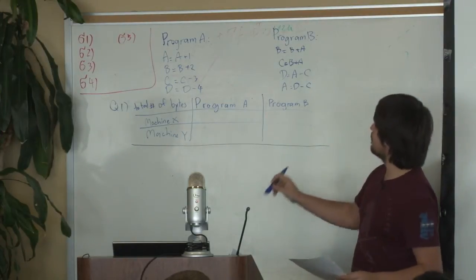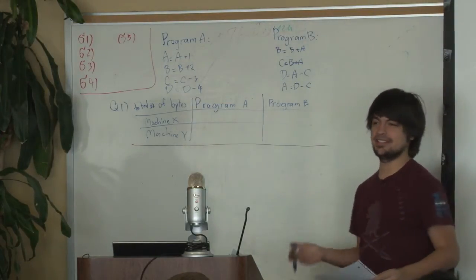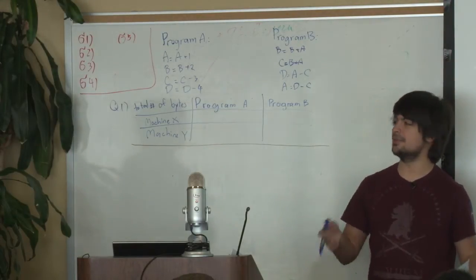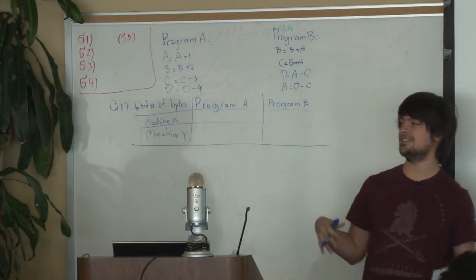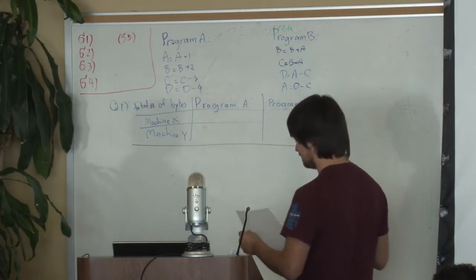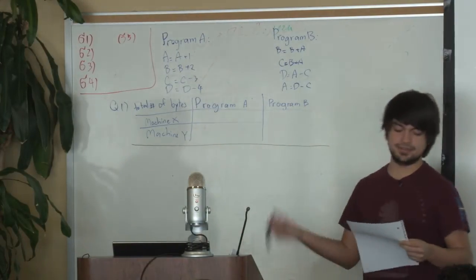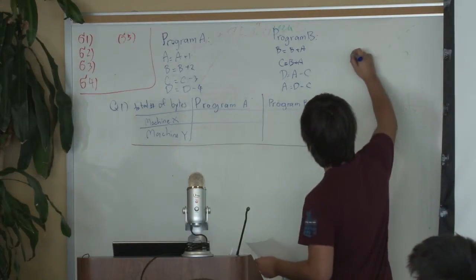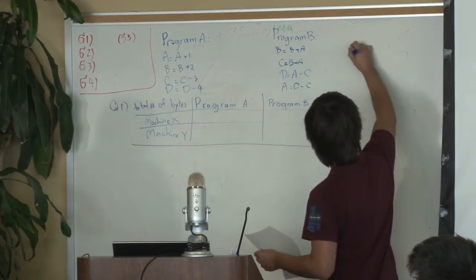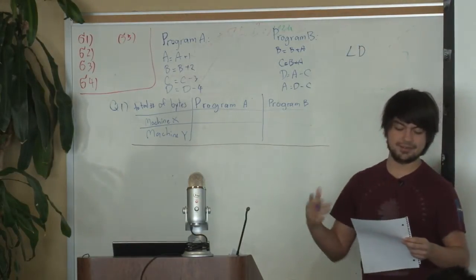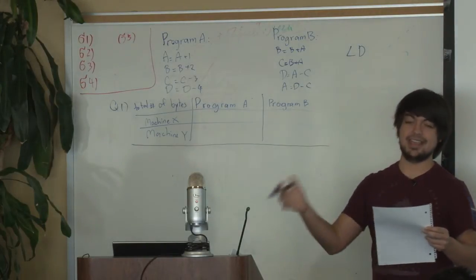So for machine Y and program B, we're told that it's a load store machine. So that means that we're going to be operating on registers. And before we can do that, we have to put the data into the registers, right? If we take a look at the program, it's B equals B plus A. So first we have to load B and A, which means we do some sort of load instruction to get the actual value of A into a register.